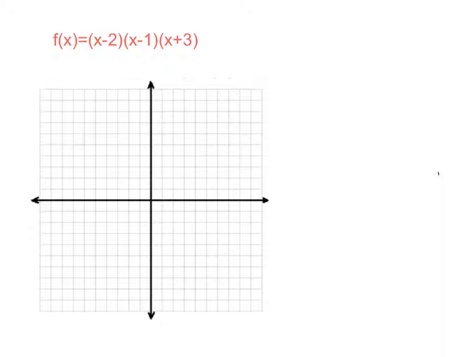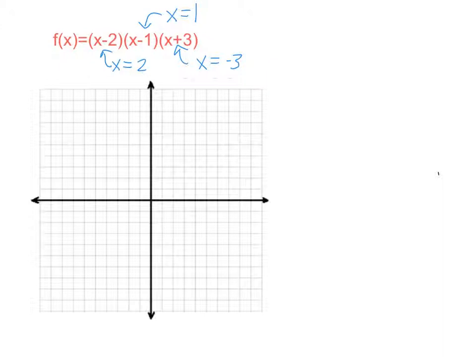When we multiply anything by 0, our answer would be 0. So let's go ahead and do that. The x minus 2, if we were to plug in x is equal to 2 there, would be an intercept. For the x minus 1, we'd plug in x is equal to 1, and then for the x plus 3, we'd plug in x is equal to negative 3. So those would be our three x-intercepts.